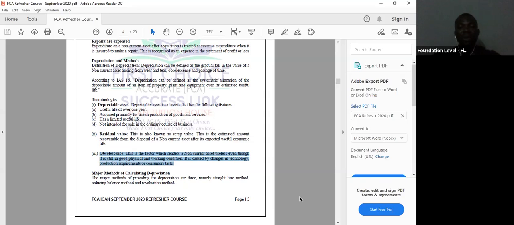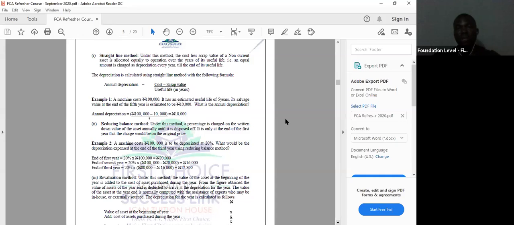So basically, we are going to look at three methods of depreciation. Number one, straight line method; number two, reducing balance method; and we are going to look at the revaluation method. We also have other methods, like the sum of the years' digits method. I think we have like 6 or 7 methods, but let us restrict it to just these. Now, the first method is the straight line method.